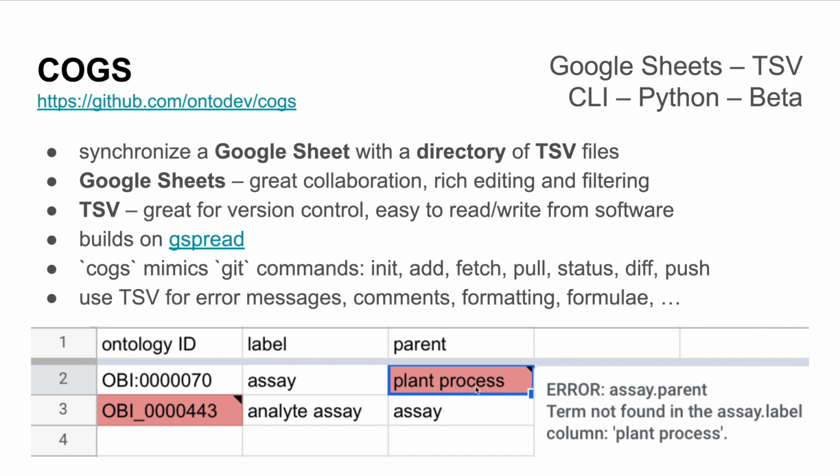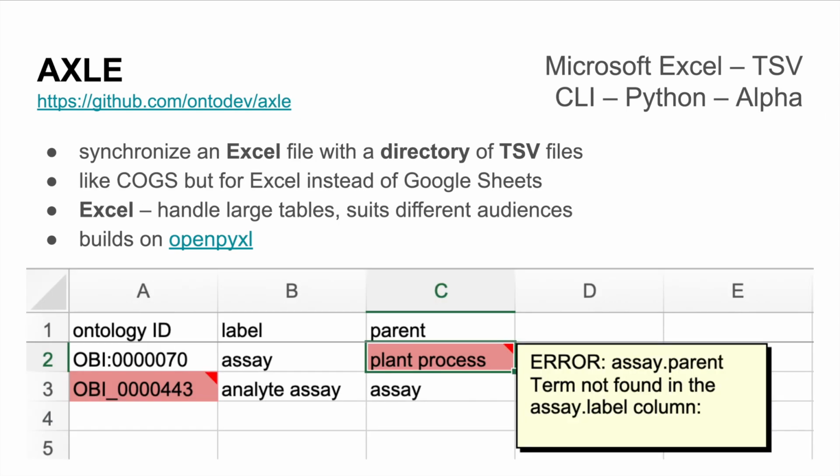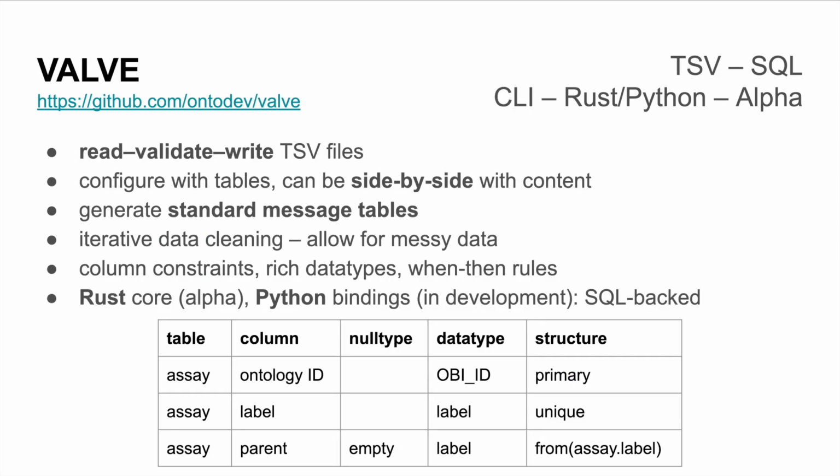We can also use TSV files for error messages, formatting, formulae, and stuff, and get highlighting like this of errors that you might come across. Axel is like COGS, but it's for Excel files. Valve is our validation tool, which its main claim to fame is that validation is configured using tables.